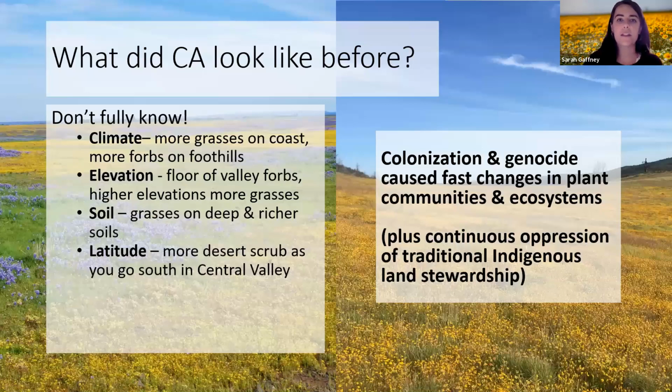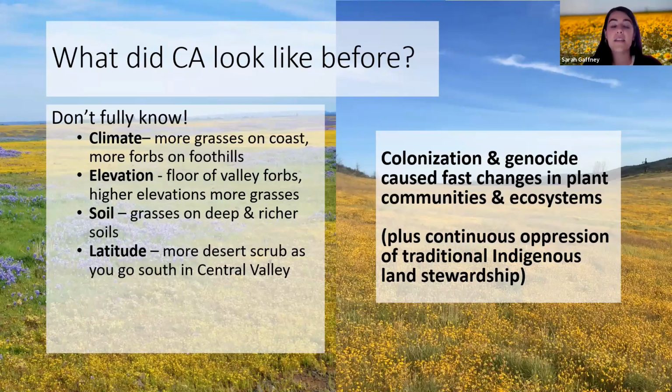So first, I want to talk a little bit about what California looked like before colonization and genocide of the indigenous peoples. We don't fully know exactly what all of our different ecosystems in California looked like. We can guess based off of some variables what we might have seen. If we consider climate, we might have had more grasses beyond the coast, but the foothills might have been more dominated by forbs. And when I say forbs, I mean flowers, like native wildflowers.